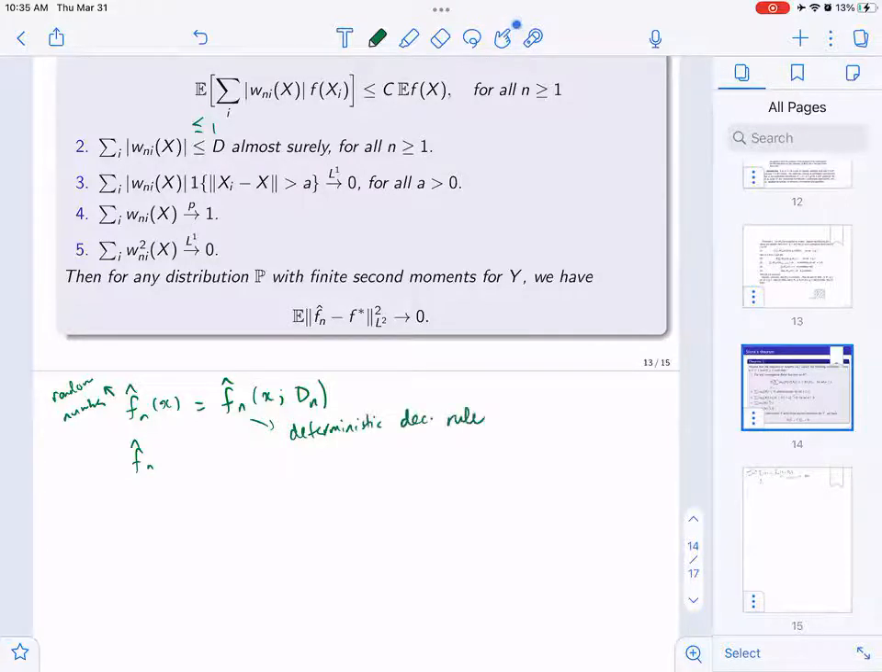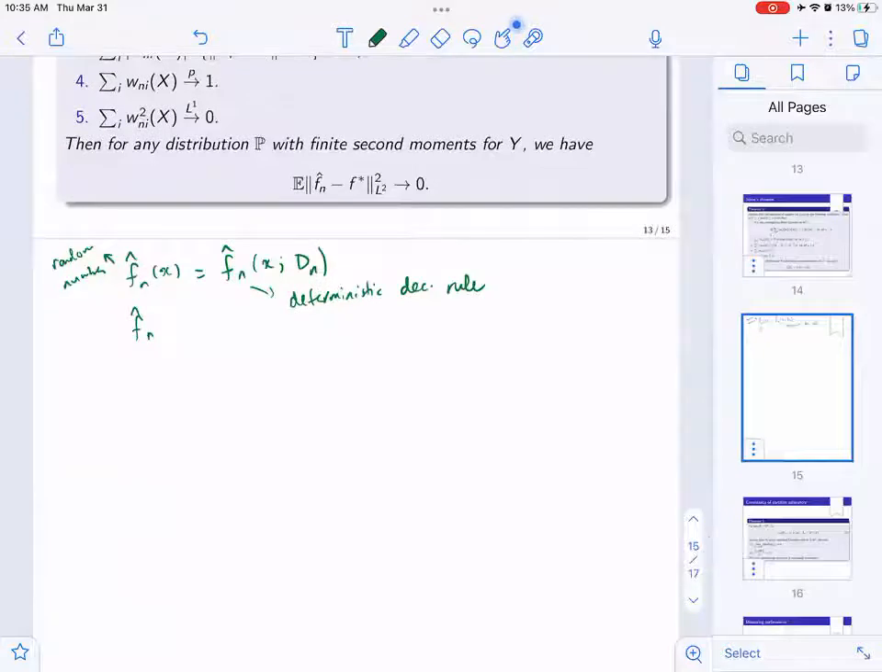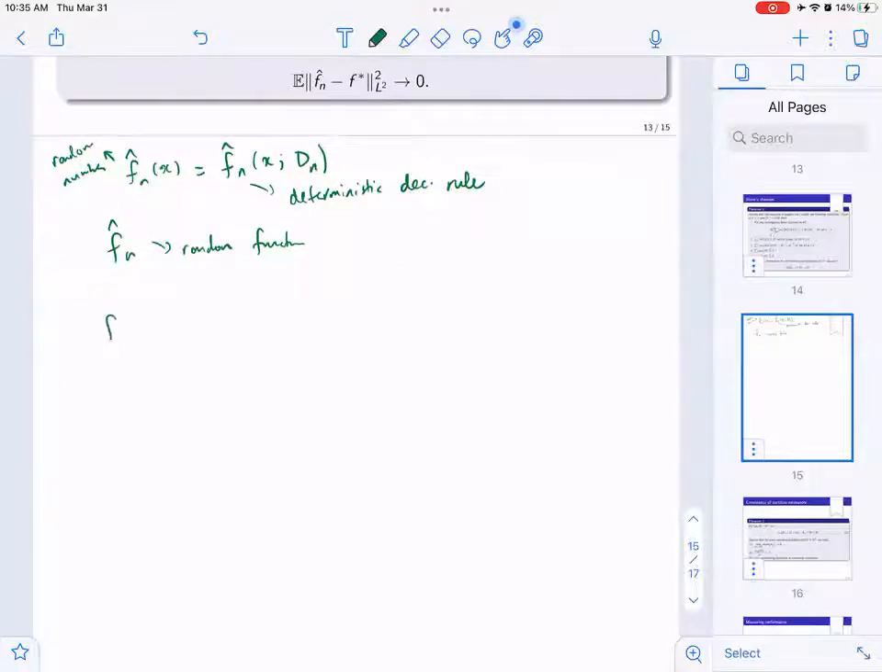Decision rule. F hat is like a random function. So I'm looking at all the points here. And when I write something like f hat of x, this is doubly random because there's randomness in this because of the training data, and also the coordinate is random because this x is a test data point.